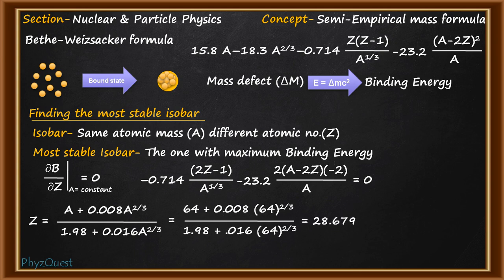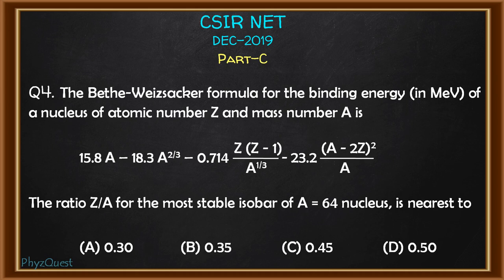So we have to find out the ratio of Z by A for the most stable isobar. This is the value of Z for the most stable isobar, and A is already given as 64. So Z by A will be equal to 28.679 by 64, which is equal to 0.45. Now let's check the options. If you check the options here, you can see that option C matches our result. So the correct answer for this question is option C.